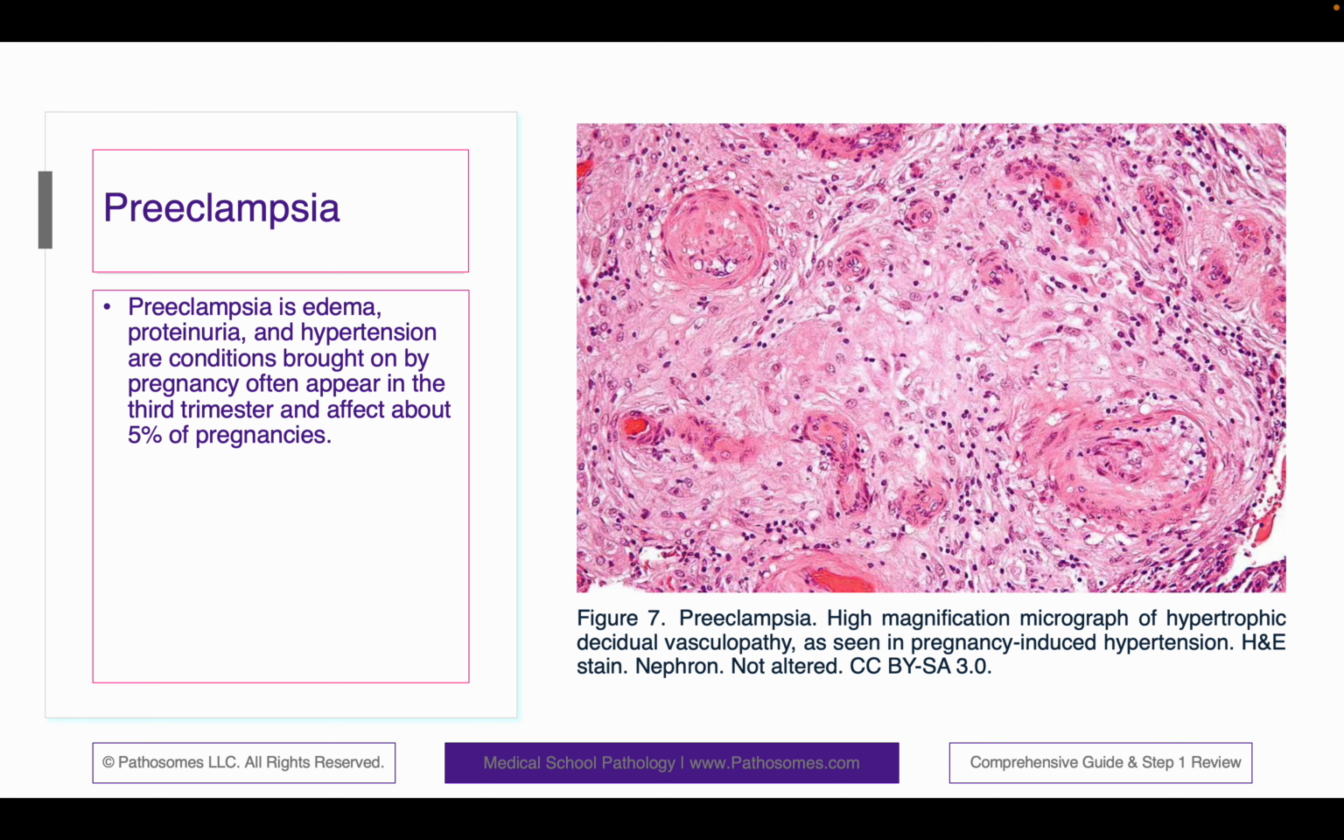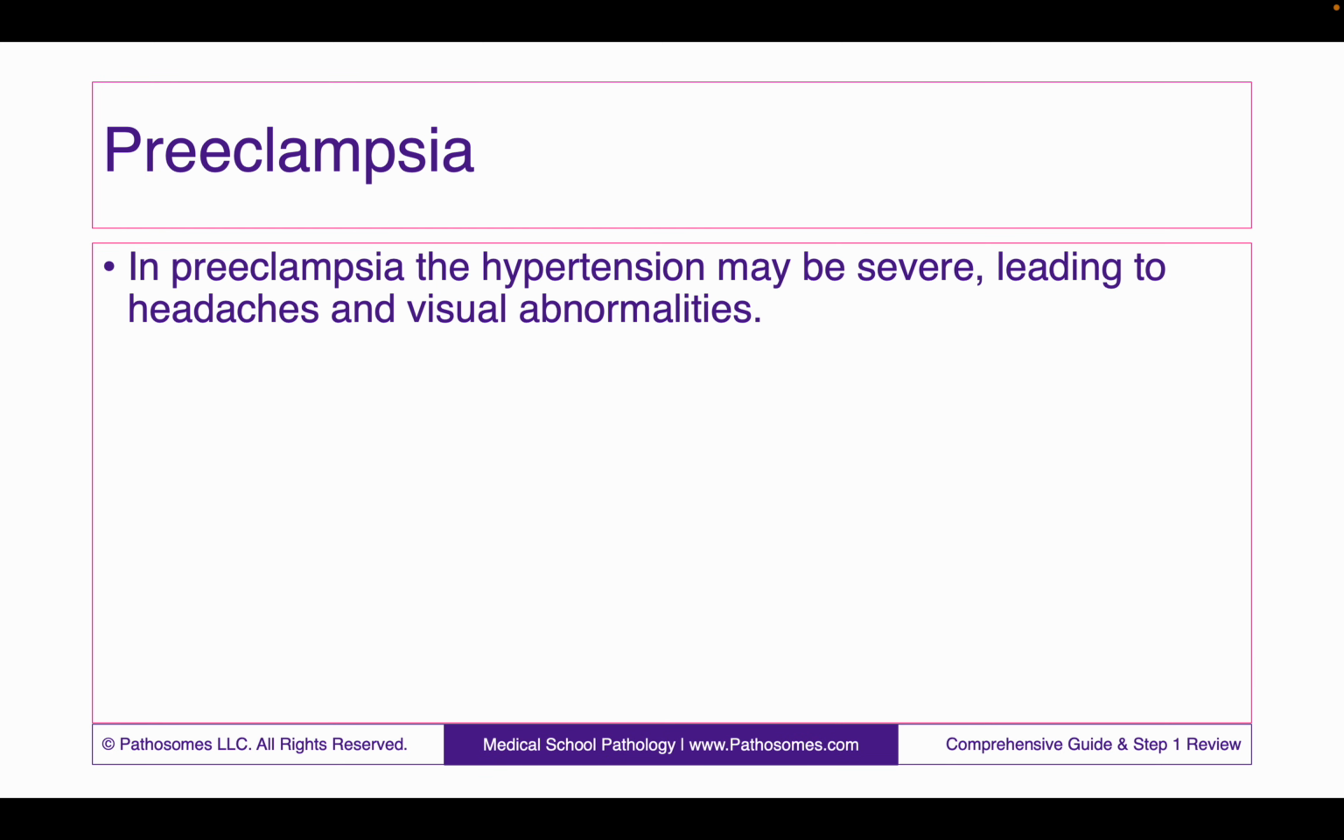In regards to preeclampsia now. Preeclampsia is edema, proteinuria, and hypertension, importantly, that are conditions brought on by pregnancy that often appear in the third trimester and affect about 5% of pregnancies. To the right here, we have a high magnification micrograph of hypertrophic decidual vasculopathy as seen in pregnancy-induced hypertension, such as preeclampsia. In preeclampsia, the hypertension may be severe, leading to headaches and even visual abnormalities.